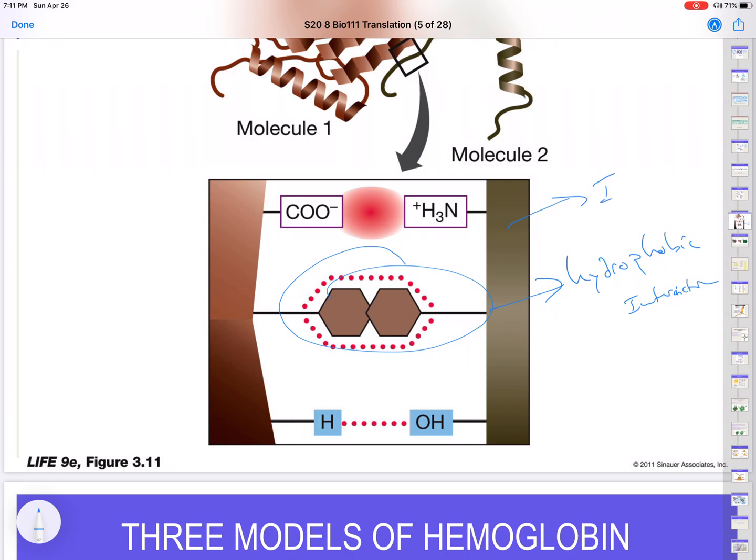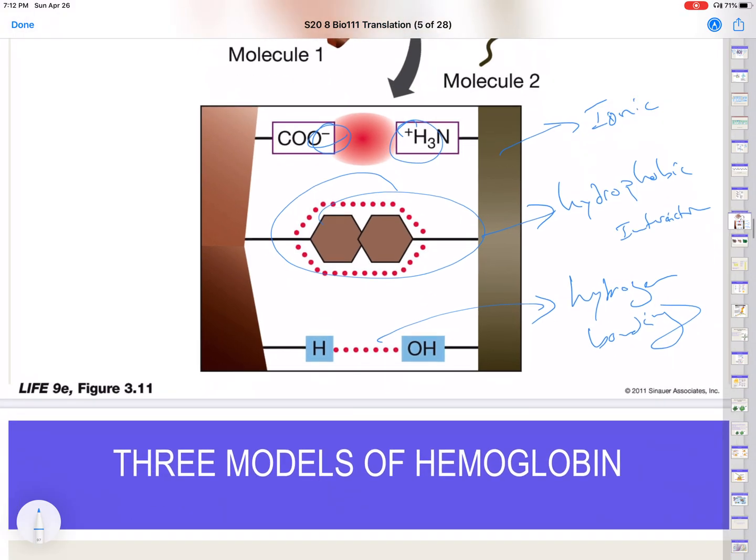This is ionic, right? You can see that because you have positive charge here, negative charge here, and then this is hydrogen bonding. And so those help solidify the three-dimensional shape.